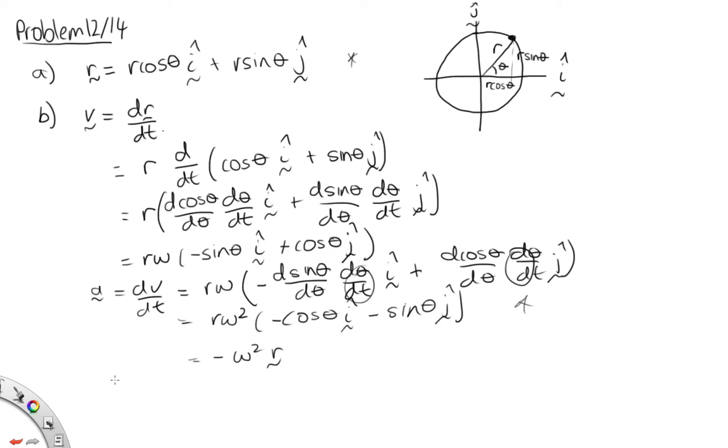Okay, part C. Prove that the acceleration is directed towards the center of the circular path. Okay, well the radial vector is always directed outwards from the circular path. The acceleration is always negative the radial displacement, and so if the radial displacement is always outwards, then the acceleration is always inwards. So for C, this is because it always has the opposite direction to r.